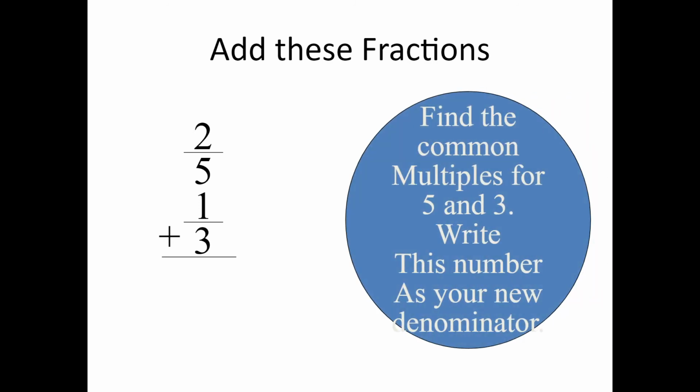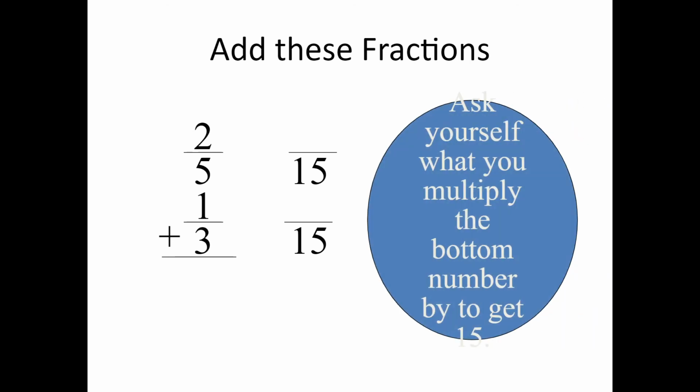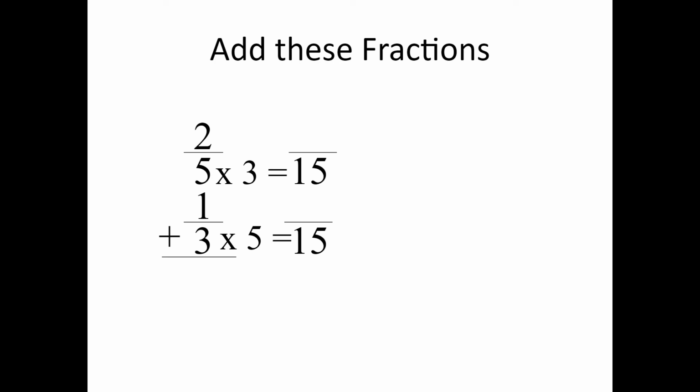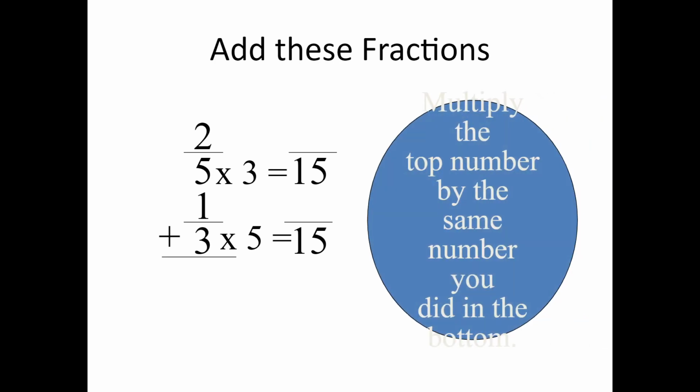2/5 plus 1/3. Find the common multiples for 5 and 3 and write this number as your new denominator. And they ended up being 15. Ask yourself, what do you multiply the bottom number by to get 15? Here, I know 5 times 3 equals 15, and on the bottom, 3 times 5 equals 15. Next step, multiply the top number by the same number you did in the bottom. So I'll do 2 times 3, and I'll do 1 times 5.